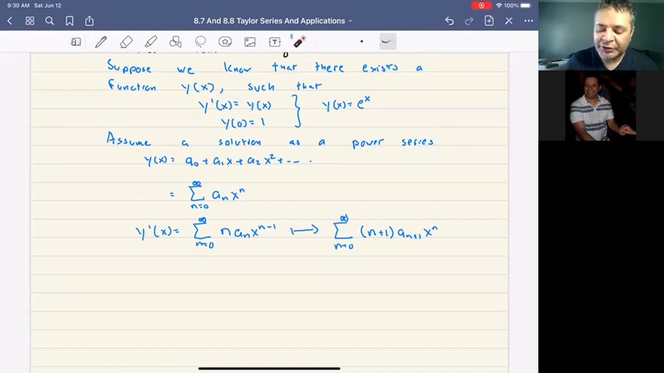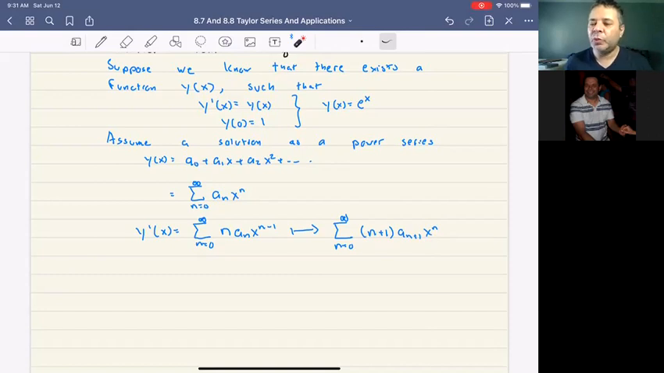Okay? So just check that the first couple terms match up. So when n equals 0, we get 0. That's not going to matter. n equals 1, we're going to get 1 times a1 x to the 0. n equals 0 here, we're going to get 1 times a1 x to the 0. n equals 2 here, we're going to get 2 a sub 2 x to the 1. n equals 1 here, we're going to get 2 a sub 2 x to the 1. Okay, it's starting to make sense.